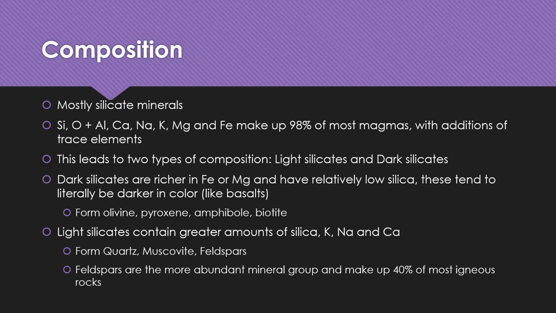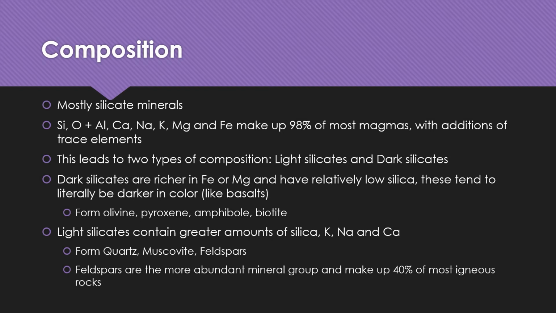They'll have a much lower amount of silica than your felsic material. So they're going to form basalt. Remember that black rock that you'll see in Hawaii? That is a basalt. Okay, and these form olivine, pyroxene, amphibole, and biotite. And we're going to see all of these. We have seen at least two of these in our mineral lab.